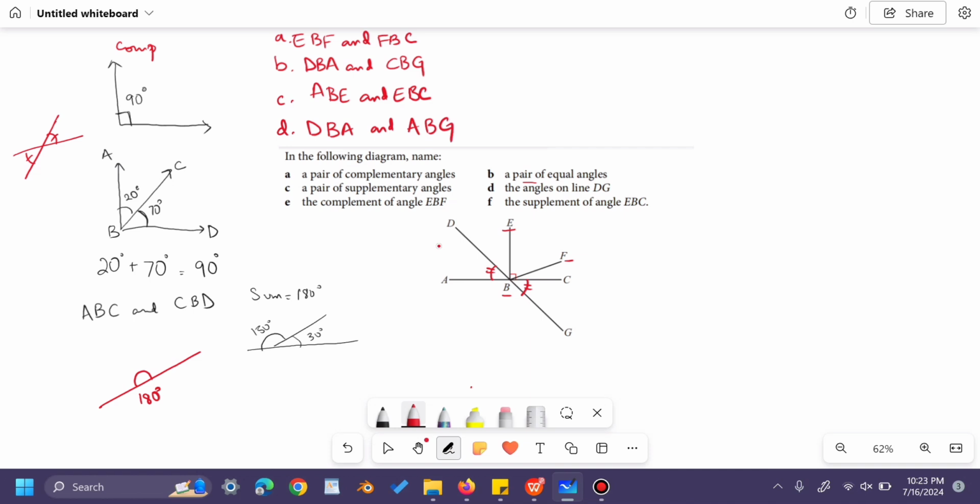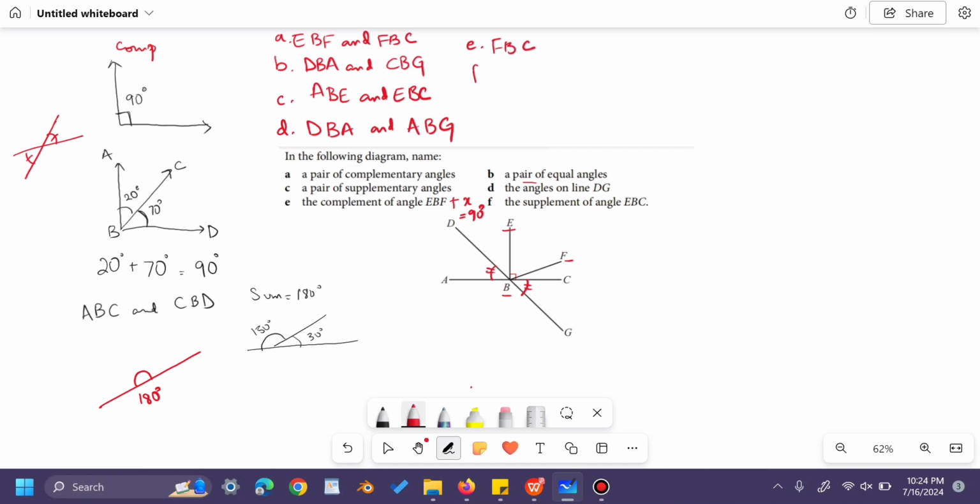The complement, इसका मतलब है कि जो EBF के साथ एक X एंगल ऐड होगा, it should be equal to 90 degrees. So the complement of EBF, इसका complement हमारे पास आ जाएगा FBC. ये इसका एक कॉम्प्लीमेंट है, क्योंकि ये एक वाहिद एंगल है जो इसके साथ कंबाइन होकर 90 डिग्रीज बना रहा है. So what will be the answer for E? FBC.